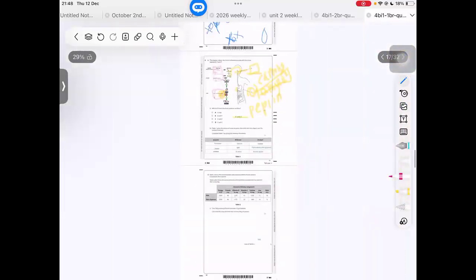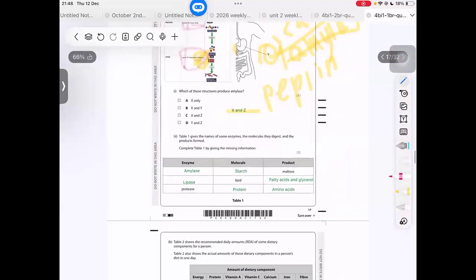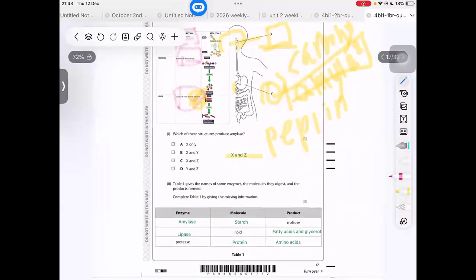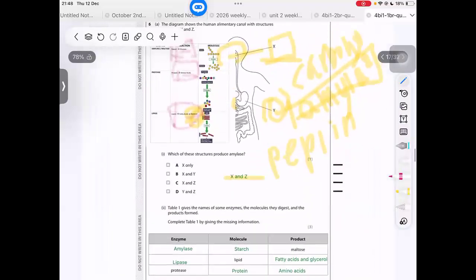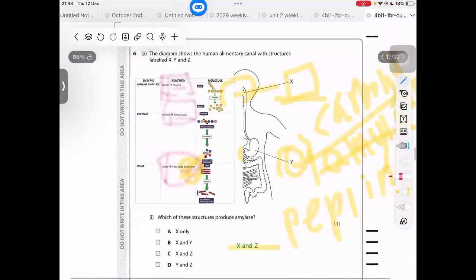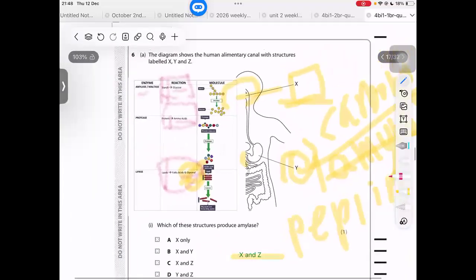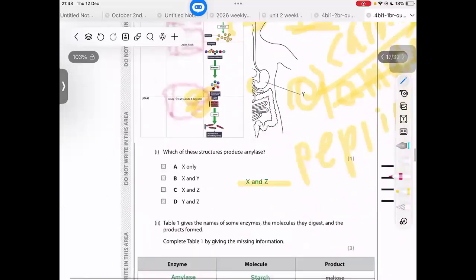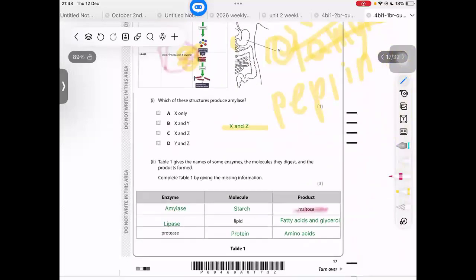Right. Here they have given Table 1, which gives the names of some enzymes. They digest and the... okay, it starts with amylase or maltase, not into glucose. It should be maltose according to your syllabus, right? It should be maltose as they have given.